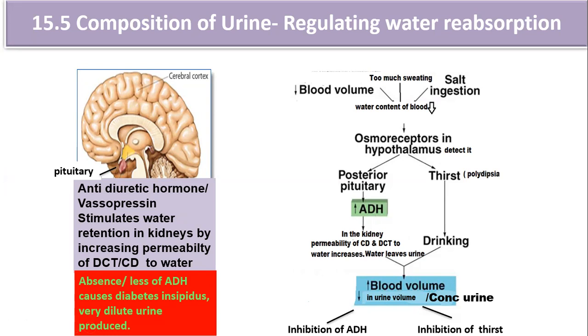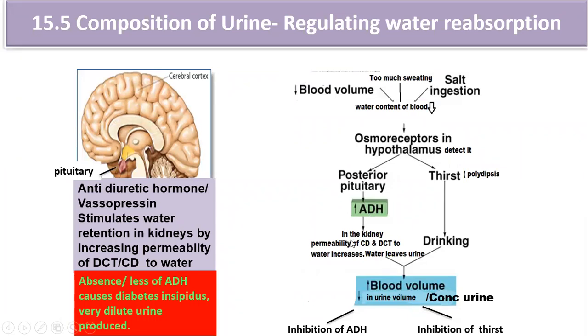This antidiuretic hormone is going to act on the kidney. Anti is against, diuretic is dilute urine, which means it is going to make the urine concentrated. So the posterior pituitary gland is going to release ADH, so there is an increase in the concentration of antidiuretic hormone, and this hormone is going to act on the kidney.